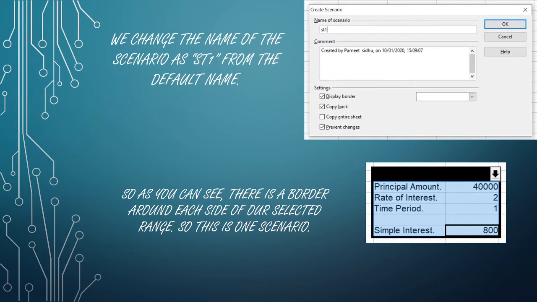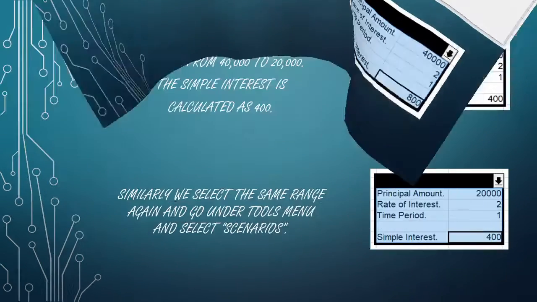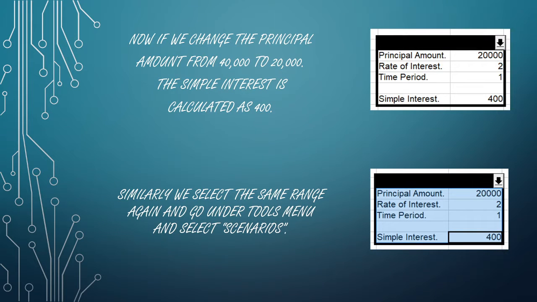We can change the name of the scenario as SG1 from the default name. So as you can see, there is a border around each side of the selected range, so this is one scenario. Now if we change the principal amount from 40,000 to 20,000, the simple interest is calculated as 400.